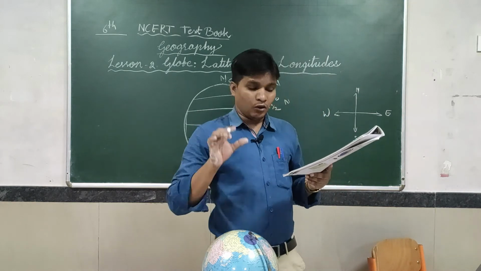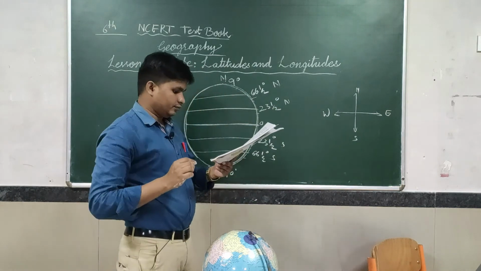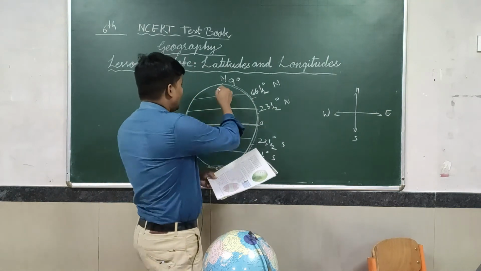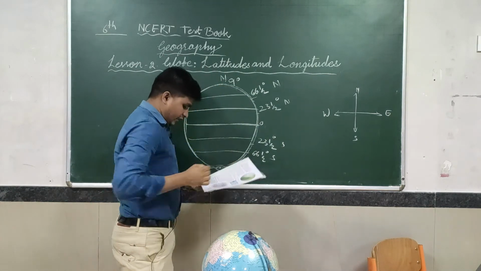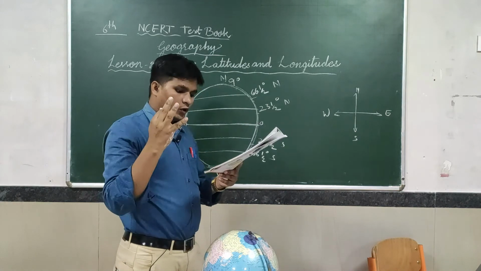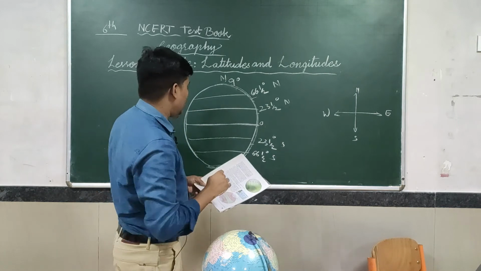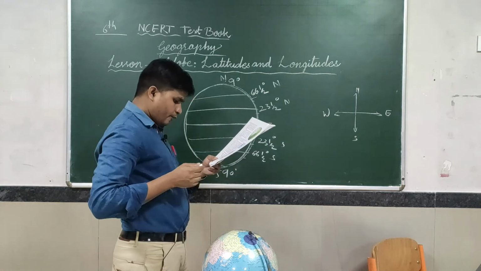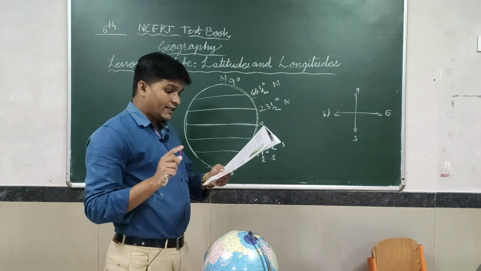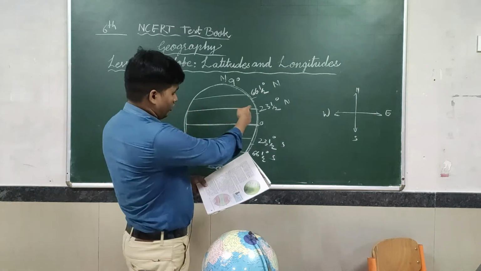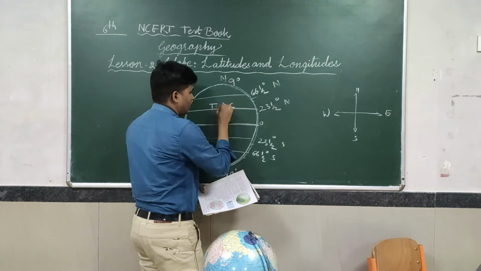So listen to me, I am reading the content first. Besides the equator, there is the north pole at 90 degree and the south pole at 90 degree. There are 4 important parallels of latitude. Let us see first: the first is the Tropic of Cancer, at 23 and a half degree north. So this is what you call the Tropic of Cancer.